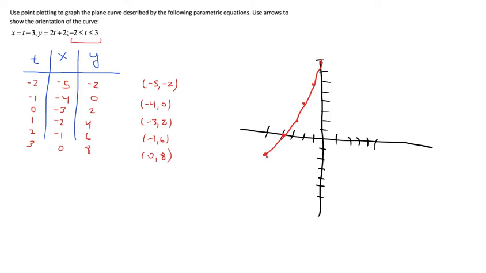Here, t is -2. t is -1. t is 0, 1, 2, 3. So what is happening? This graph is going this way; the points are going this way. So whenever you do parametric equations, there are other ways to graph this, but one way is to make a table of values, and then we always use arrows to show the orientation of the curve.